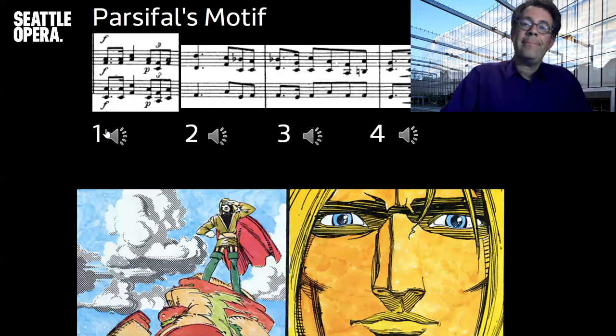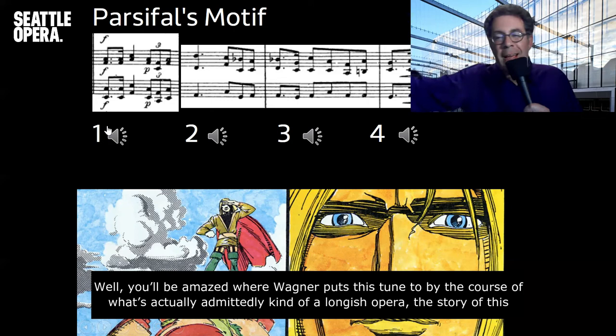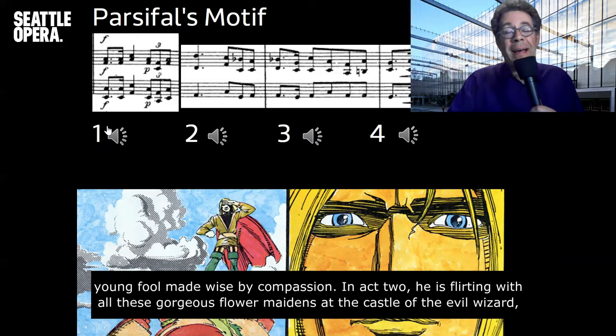Well, you'll be amazed where Wagner puts this tune over the course of what's admittedly a longish opera, the story of this young fool made wise by compassion. In Act Two, he is flirting with all these gorgeous flower maidens at the castle of the evil wizard, and his motif goes flirty.